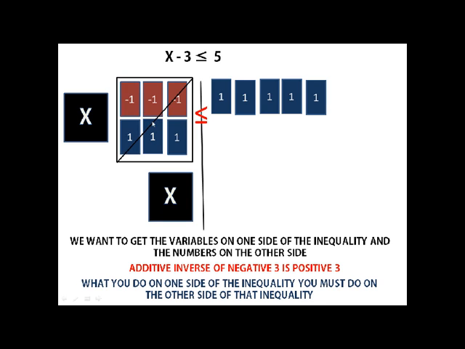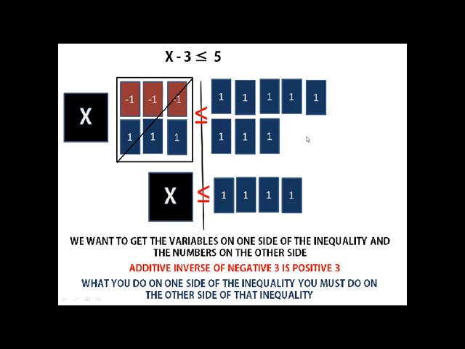Now, whatever I do on this side of the inequality, I must also do on the other side of the inequality, right? So I had 3 positive 1s, and I got to put that on this side too. So now that leaves me with x is less than or equal to 1, 2, 3, 4, 5, 6, 7, 8. x is less than or equal to 8. Let's see. x is less than or equal to 8.